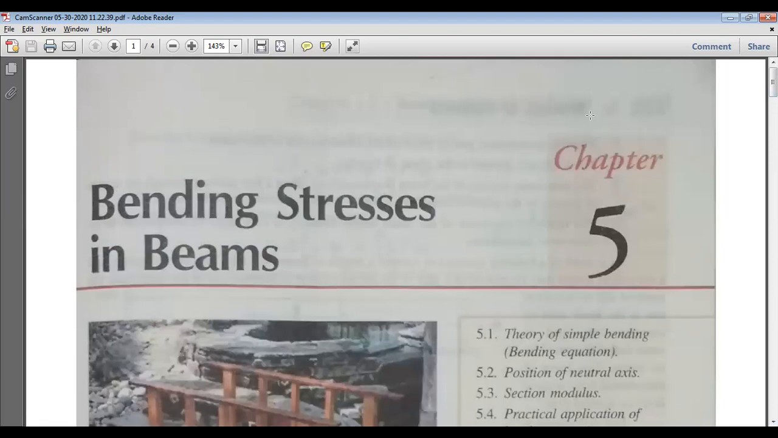So I hope it's clear. We will take examples on how to apply bending stresses, and how to apply this bending equation for the double integration method. So this is known as the bending equation, and it is applied for evaluating the double integration method. I hope everything is clear.